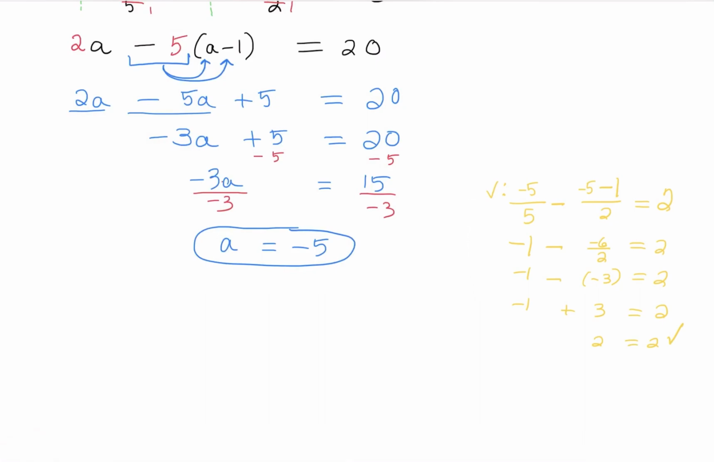So this one definitely checks. And we are able to see it does work.